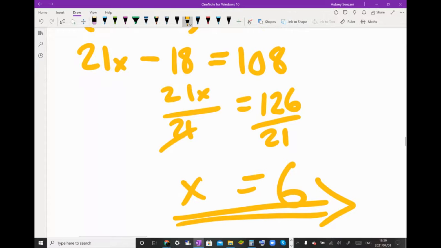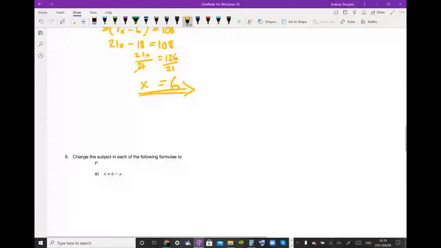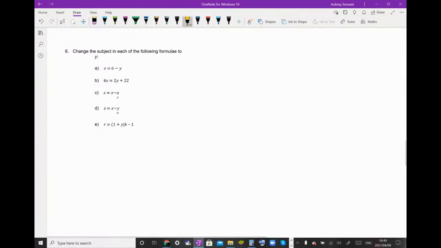Let me zoom out a bit. Let me scroll down. So this one's a bit easier. Here they want us to make y the subject of the formula. In other words, they want us to isolate y. That's simply what they want us to do.